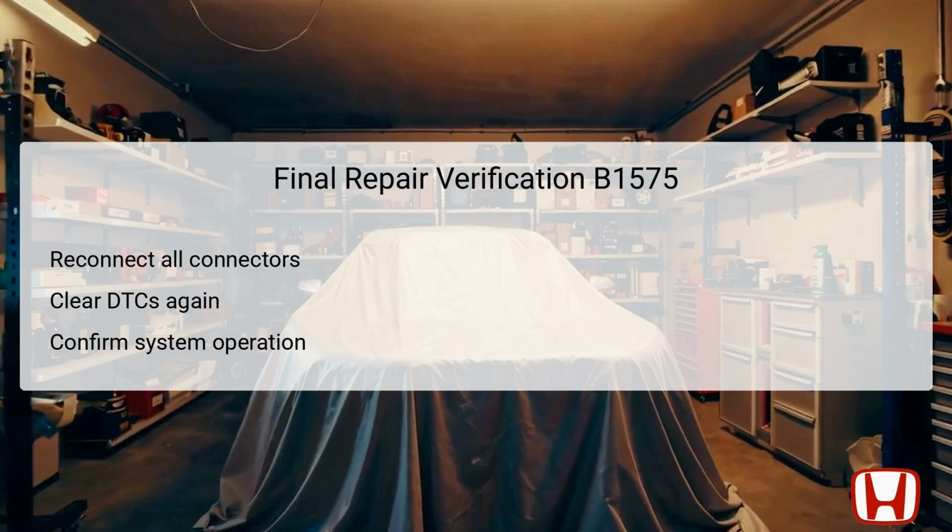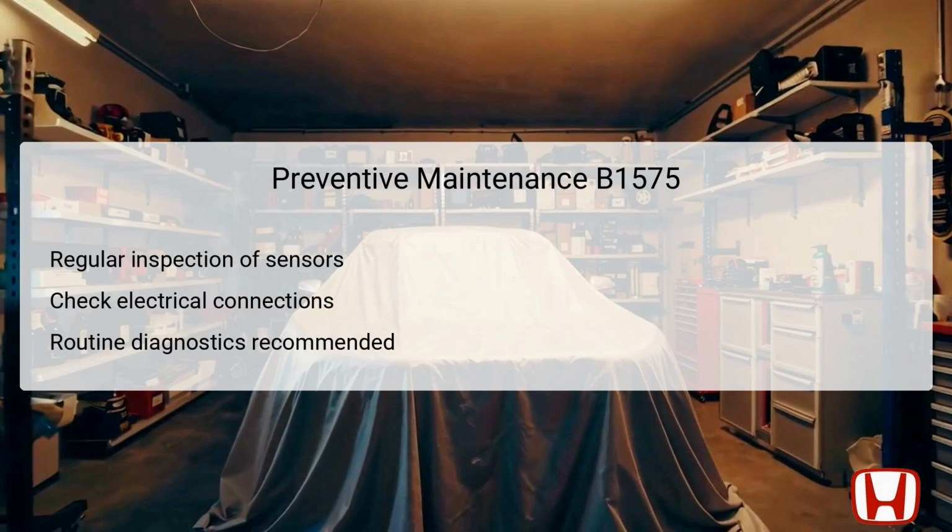Once cleared, the vehicle's systems should be observed in action to confirm that the automatic lighting operates as expected without triggering the fault code. Successful operation without the reappearance of the B1575 code indicates that the issue has been resolved effectively. To prevent issues related to DTC B1575 in the future, regular preventive maintenance is essential.